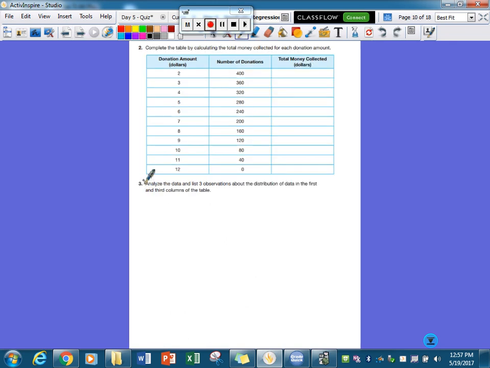Now, if we look at number 2, it doesn't actually tell us how much money is collected in that table, so that's what we need to figure out. Now we're going to do 2 times 400, 3 times 360, and that'll tell us how much money is actually in our pocket to donate to this charity. So 2 times 400 is 800, and I'm going to try my best writing nicely here. Now 3 times 360 is 1080.